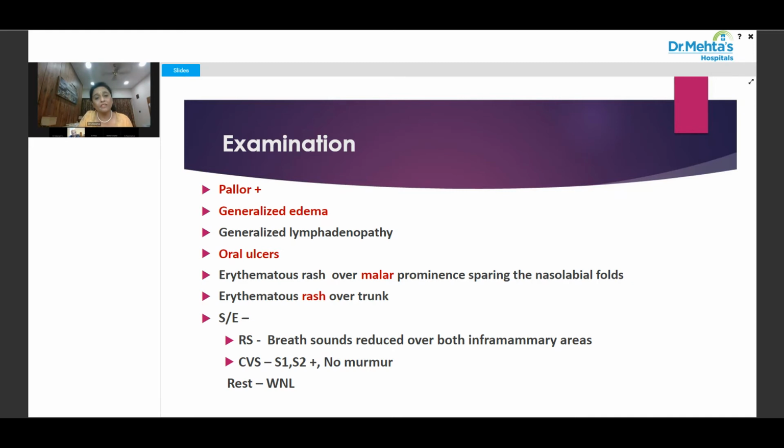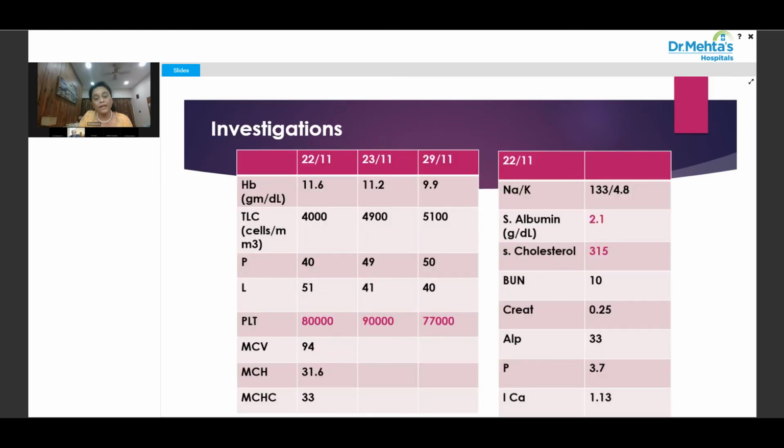On investigations, over the next 7 days, her hemoglobin was normal to start with, dropped by 1 gram over 7 days. She had leukopenia on one occasion. The platelet count was less than 1 lakh, hovered between 70 to 80,000. Her biochemistry was suggestive of full-fledged nephrotic syndrome, serum albumin of 2.1 and cholesterol of 315.